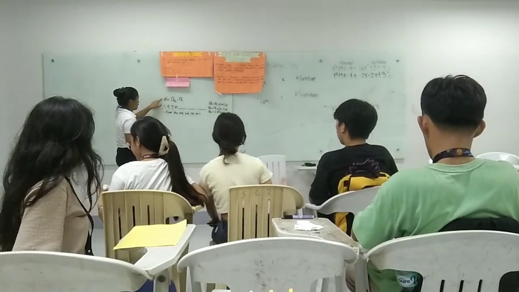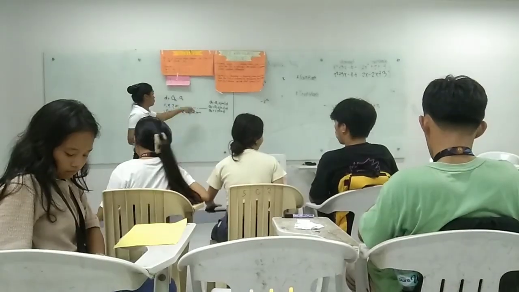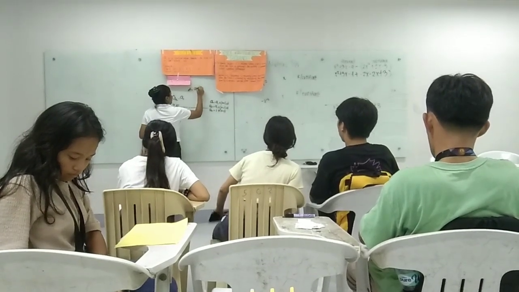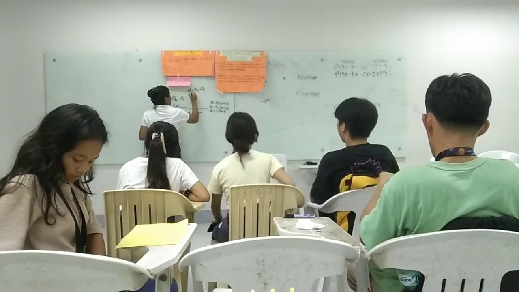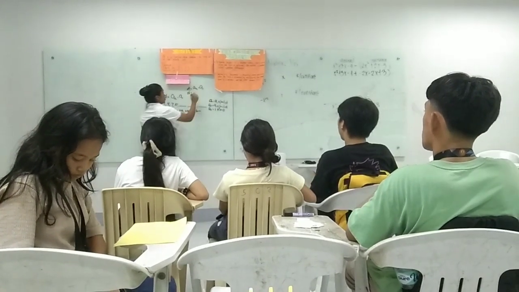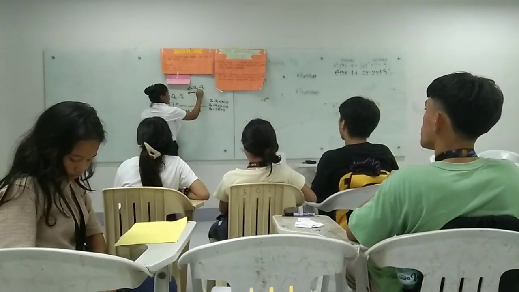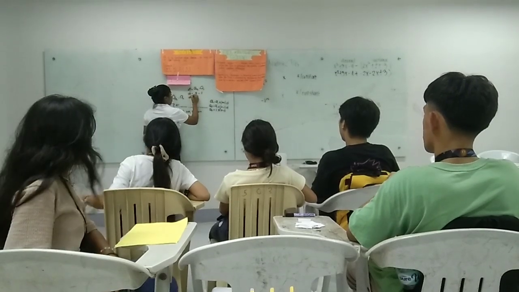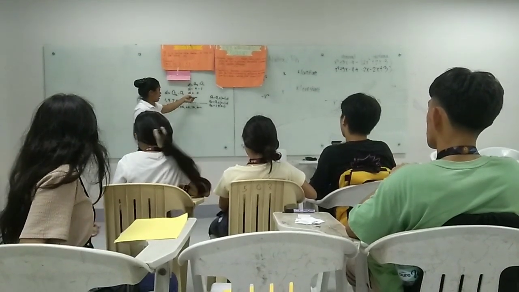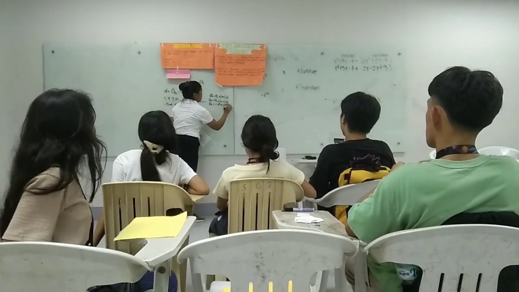By using this formula, a sub 2 minus a sub 1. So d, what is the second term for the example? 4. The first term? 1. So 4 minus 1 is 3. So our common difference is 3.